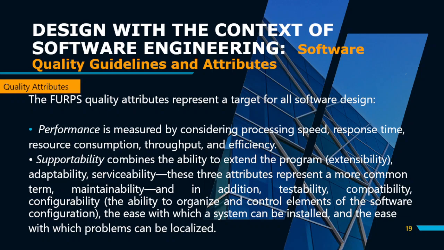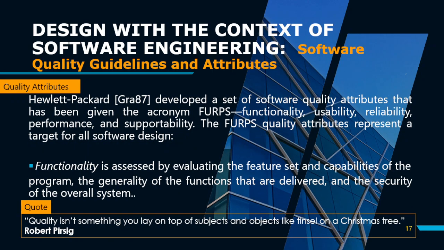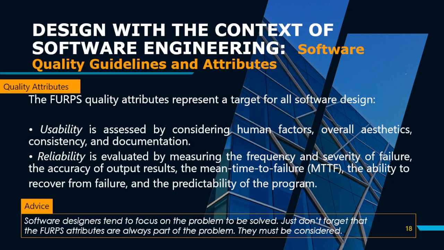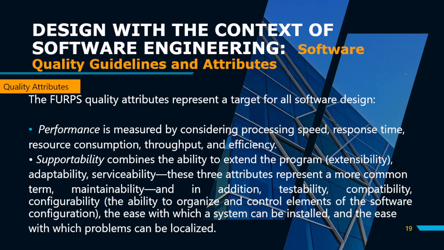So FURPS means F is functionality, U is usability, R is reliability, P is performance, and S is supportability. We need to remember these attributes with the help of the short term FURPS.